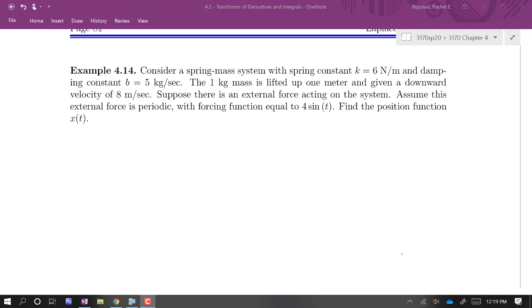All right, we're going to end this section with an applied problem. So here's a spring mass system. The spring constant K is 6 newtons per meter. The damping constant B is 5 kilograms per second. We have a 1 kilogram mass, so we know that M is equal to 1.